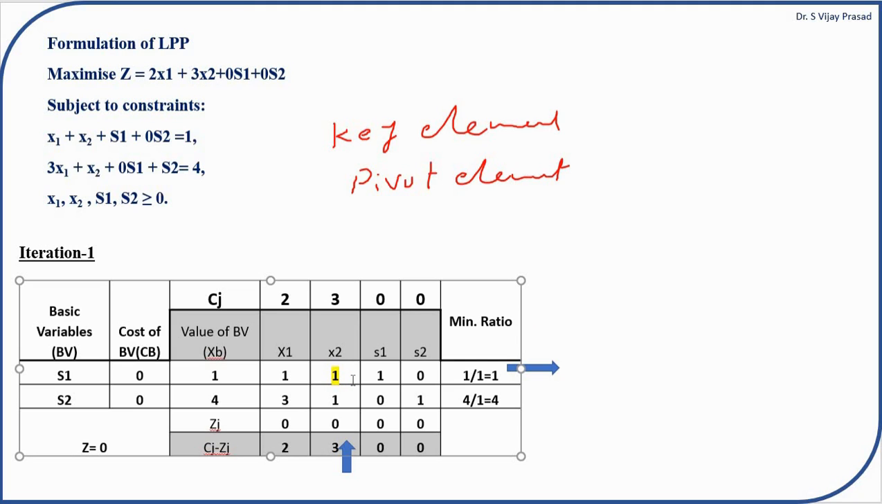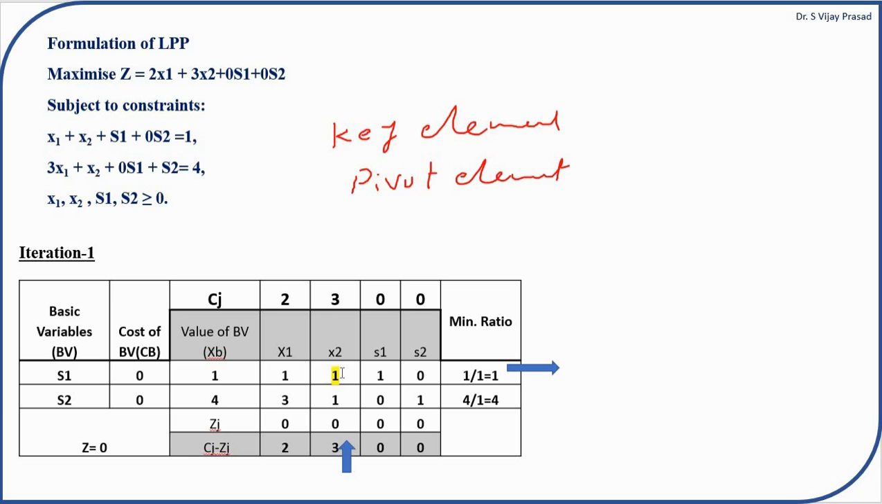Now, how do we proceed with the next iteration? Here we conclude that S1 is going to go out from the basis and x2 is going to enter the basis. To enter the basis, you have to make the x2 column an identity column. That means you have to make the key element 1, with 0 above and 0 below.